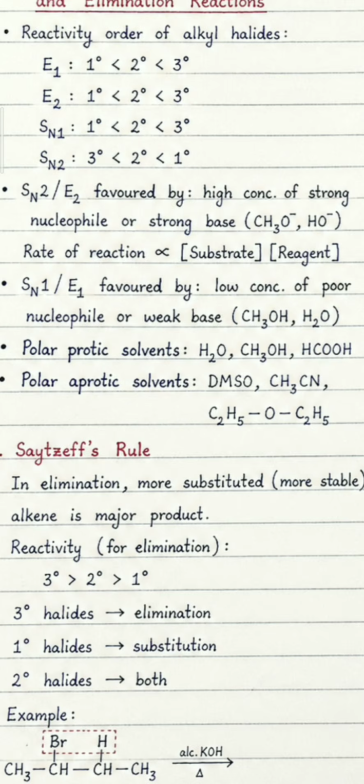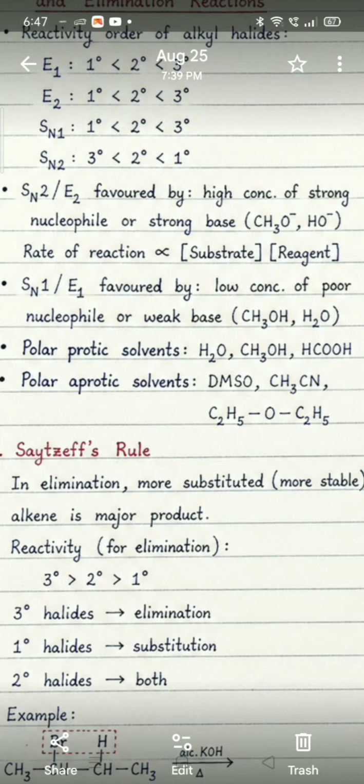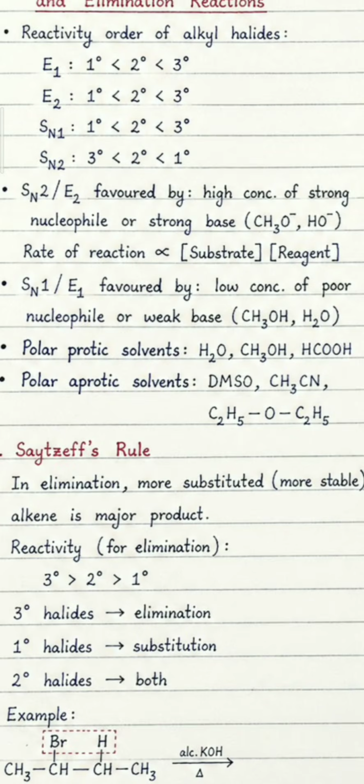And polar protic solvents are H2O, CH3OH, HCOOH, which donate the proton, so we call them polar protic solvents. For example, H2O, H+ OH-, CH3+ OH-, H+ COO-, we call them polar protic solvents. And polar aprotic solvents are DMSO, CH3CN, C2H5O, C2H5.